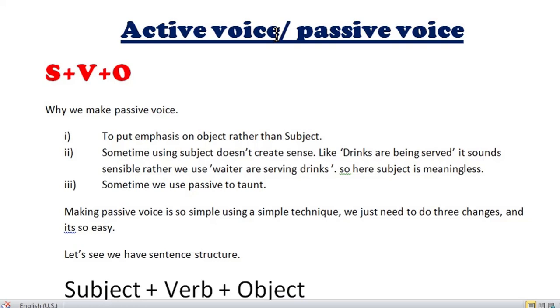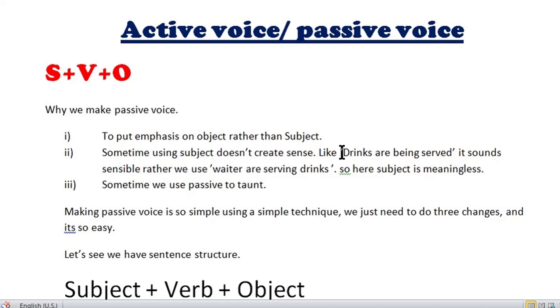Today our topic is active voice, passive voice. Okay, so easy topic. But before starting this lecture, just see why we use passive voice. To put emphasis on the object rather than the subject. Sometimes our concern is about the object, what's being done on the object, rather than what the subject is doing. And second, sometimes the subject is meaningless. It is useless to mention the subject. So we start a sentence with the object and we use passive voice.